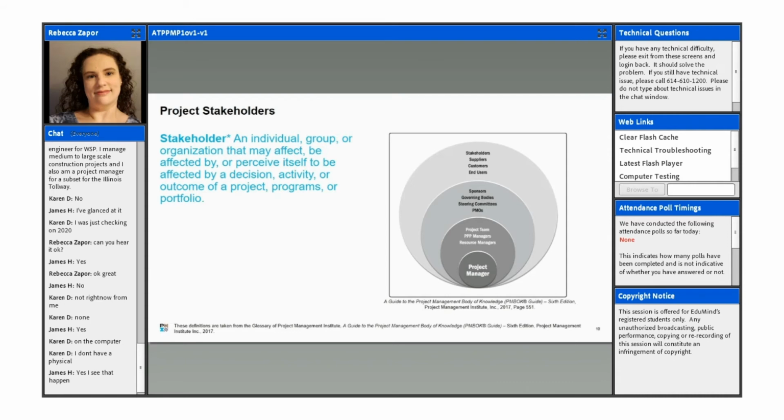But this figure talks about all the different types of stakeholders that could be on a project. So you would have a project manager, you would have your project team, resource managers, you would have your sponsors, your governing body, your PMO, your steering committee, and then also suppliers and end users and customers. All of those are going to be considered stakeholders. And you can reference this on page 551 in the PMBOK if you want to see it there for whatever reason.